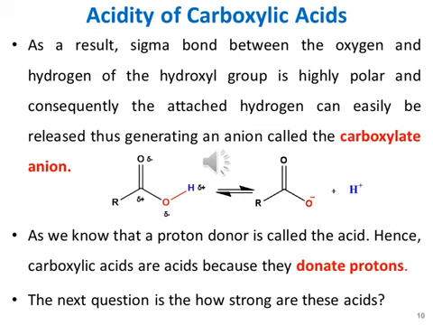If they have one carboxylic functional group, they will donate one proton. If they have more than one, they will donate more than one hydrogen per molecule. Here I have shown you a monocarboxylic acid, and hence one molecule of the carboxylic acid is donating one proton. The next question is, how strong are these acids? What is the acidity strength of these carboxylic acids? So let's discuss how strong carboxylic acids are.